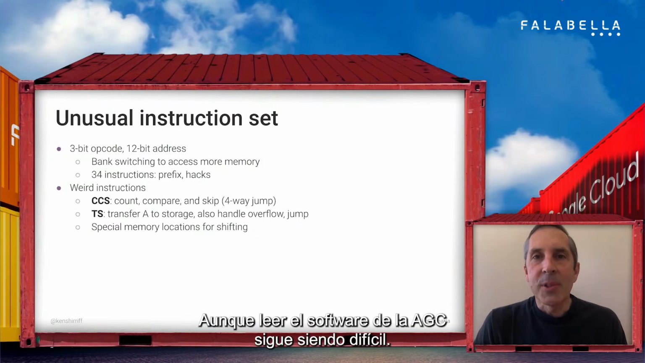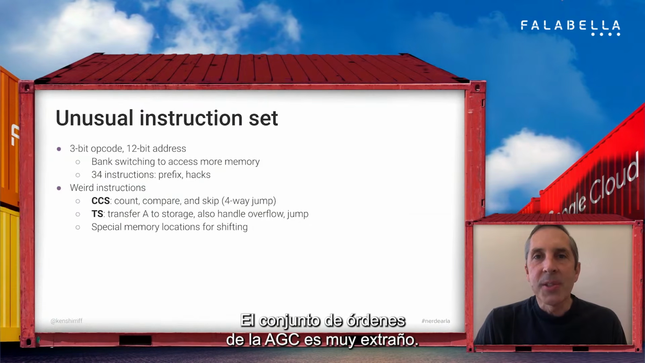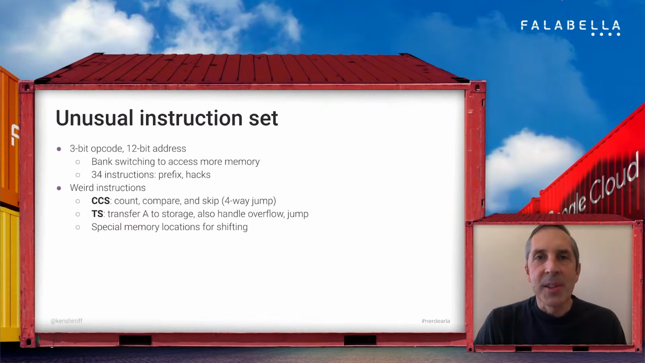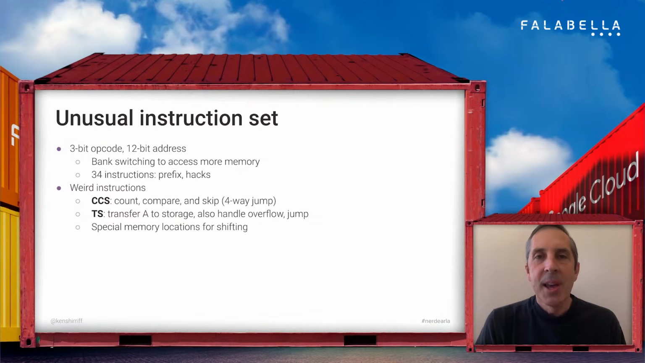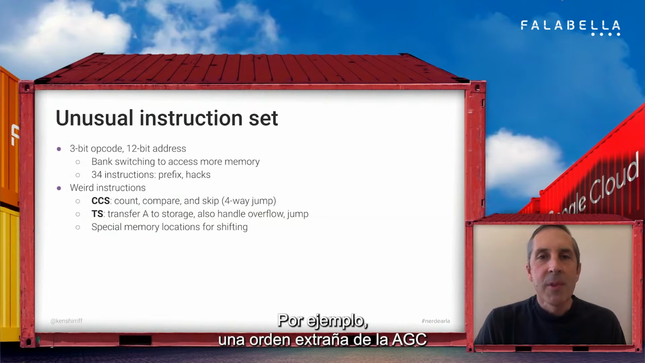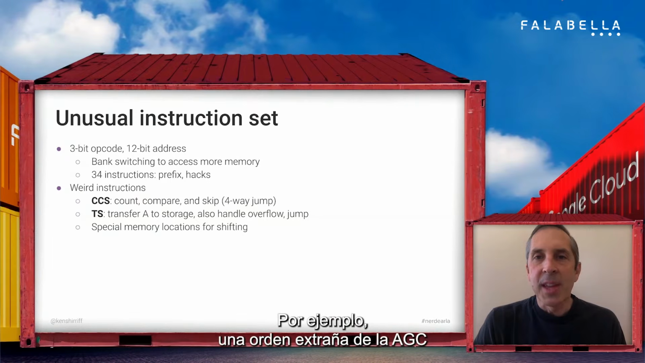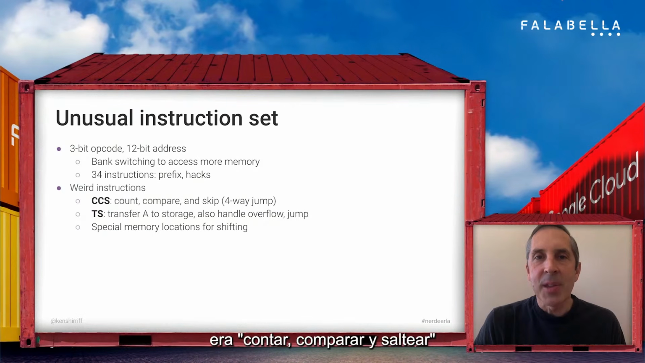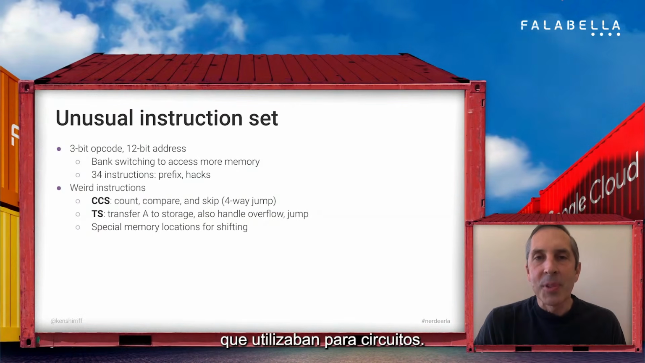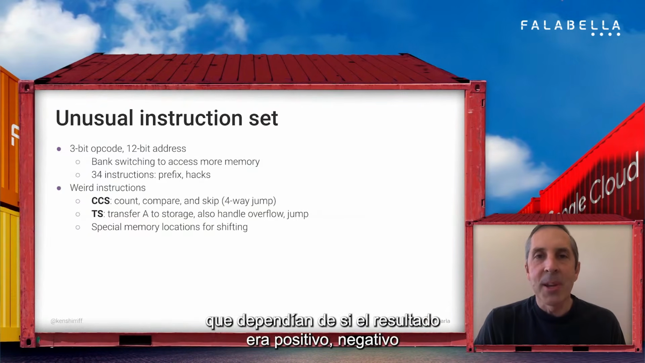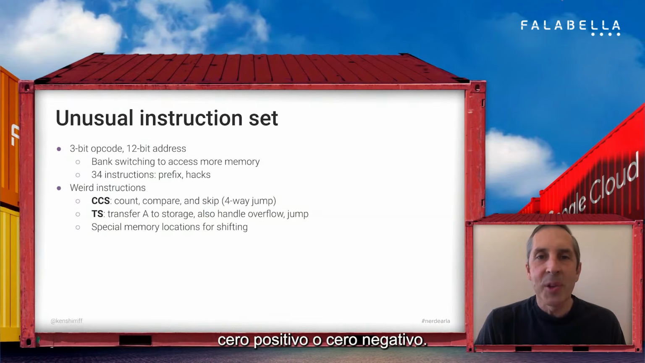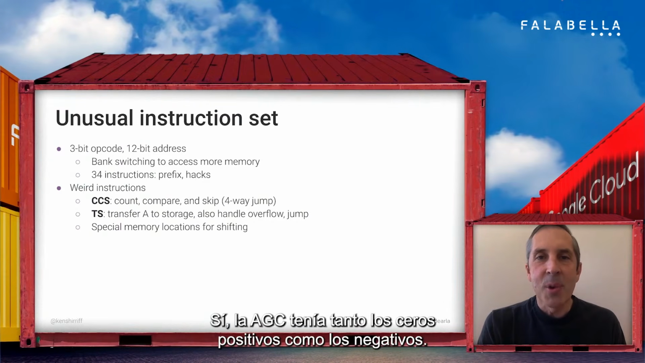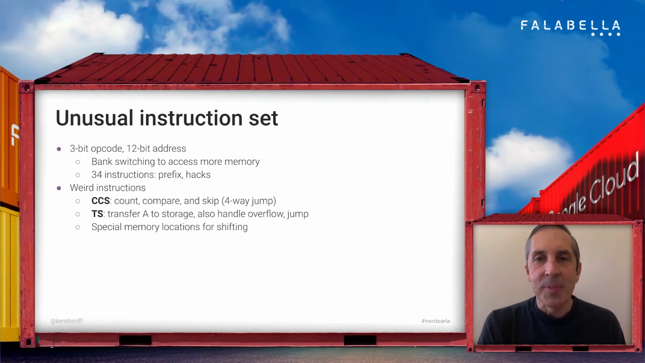Writing AGC software is still difficult, though. The instruction set for the AGC is very strange. Because the instruction size and memory were limited, they used a bunch of hacks. For instance, one strange instruction in the AGC is count, compare, and skip, which they used for loops. It includes a 4-way branch, depending on if the result is positive, negative, positive 0, or negative 0. Yes, the AGC had both positive and negative zeros.